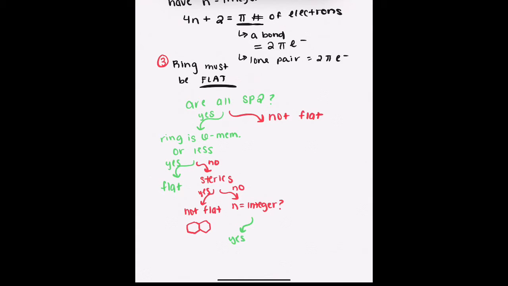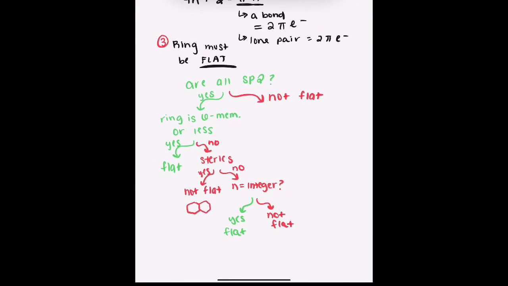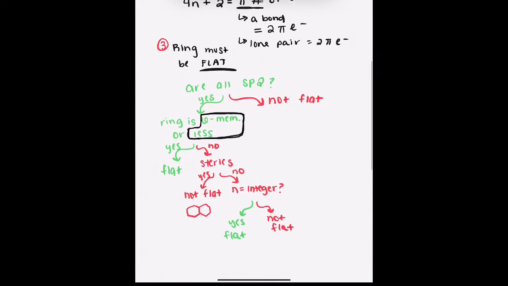If yes, then it's flat. If not, then it's not flat, and that rule will not be satisfied. Rule 3. So this may seem a bit confusing, but overall, what to focus on is if it's 6-membered or less. Usually it is, for the less complicated cases, so you can automatically assume it's flat. And usually you'll only see if it's like a fused ring or something that you may have a problem there.